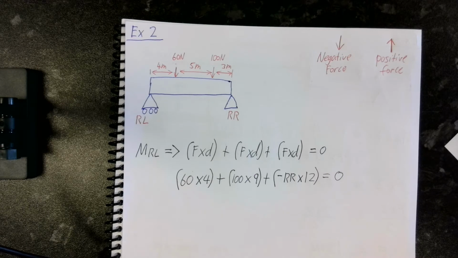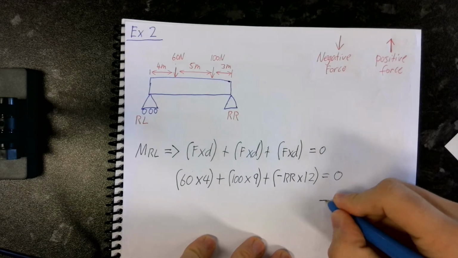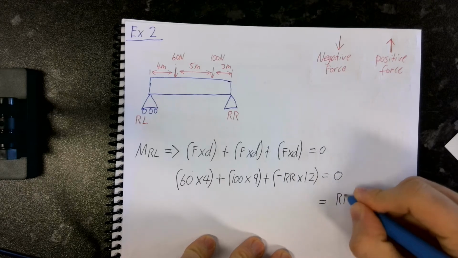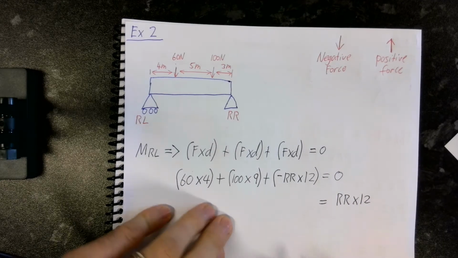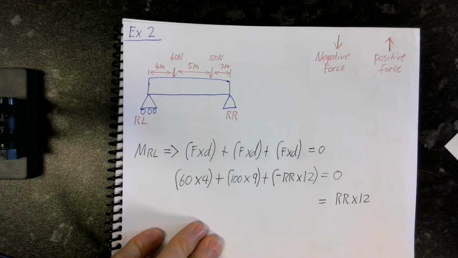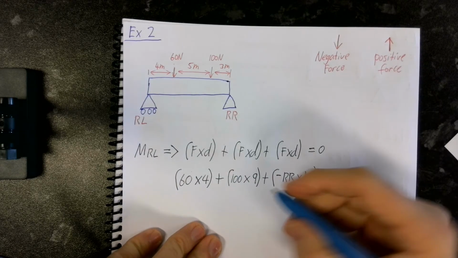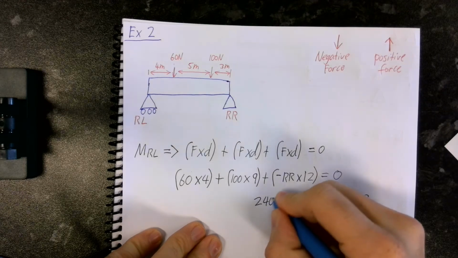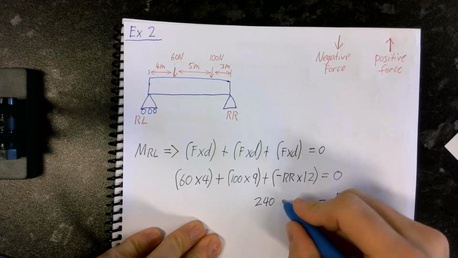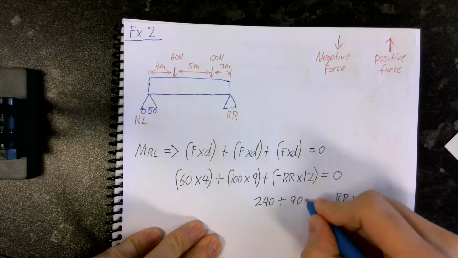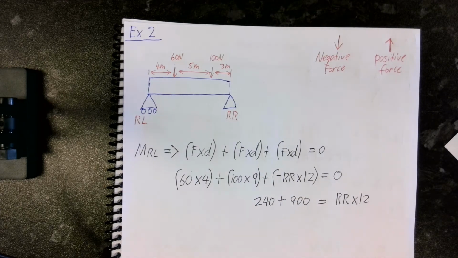That negative RR is an issue, because we need to make sure it's a positive. So, I'll place this on the other side. So, RR times 12, now that's made it a positive. Now we can do these ones, so 60 times 4 is 240, plus 100 times 9 is 900. So there we go.